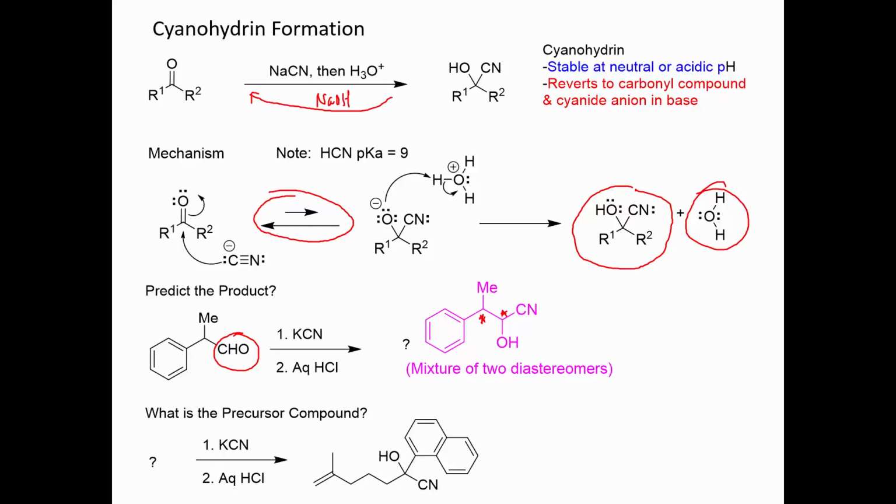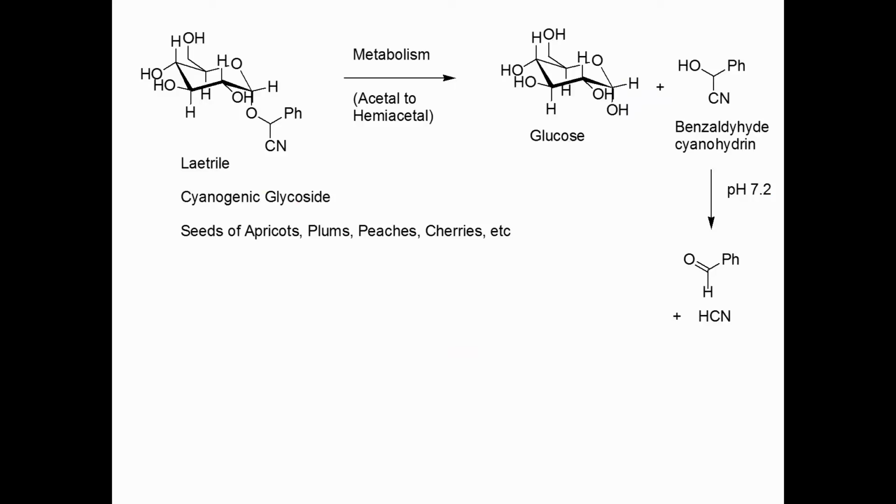Okay, and the second one is a retrosynthesis. What is the precursor compound? Okay, so we need to identify the cyanohydrin carbon, and that's this one. And the cyanohydrin carbon is the one that will be the C double bond O in the starting material. So we simply need that compound right there as our starting material. Okay, and let's look at one last slide here, and this is kind of a practical slide.